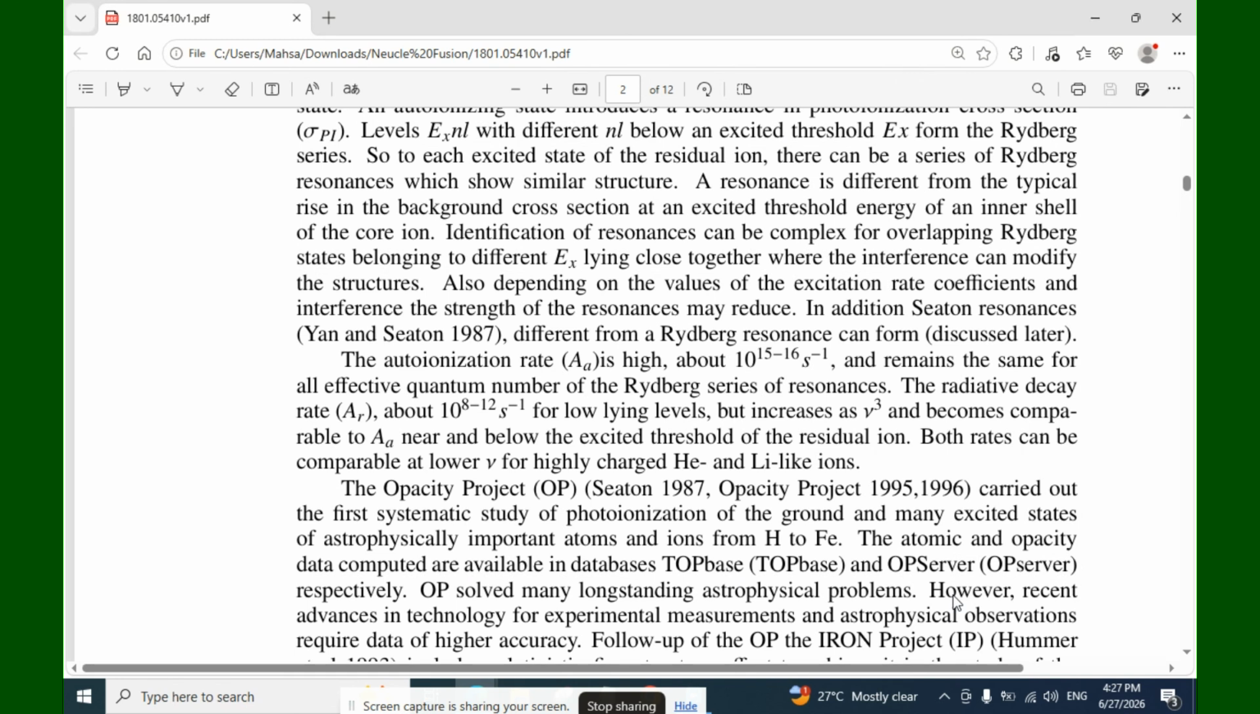Near and below the excited threshold of the residual ion, both rates can be comparable at lower nu for highly charged helium-like and lithium-like ions.